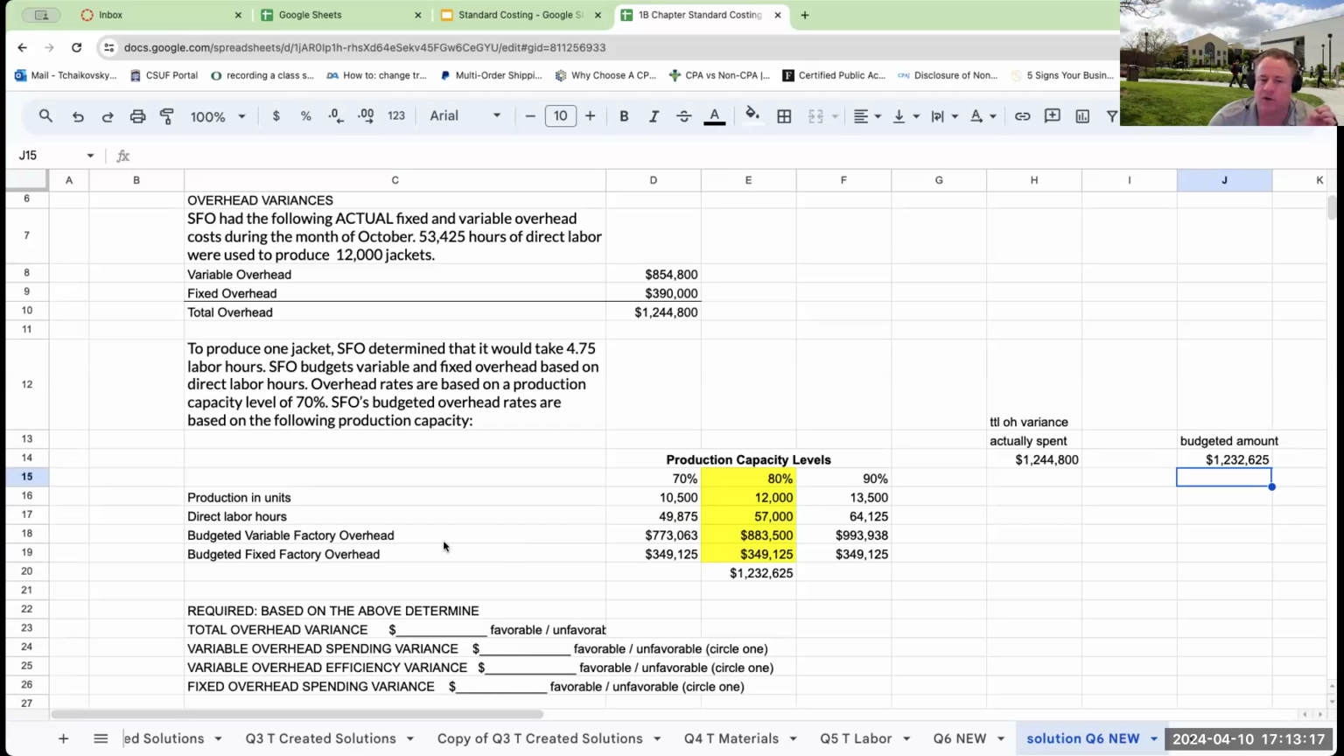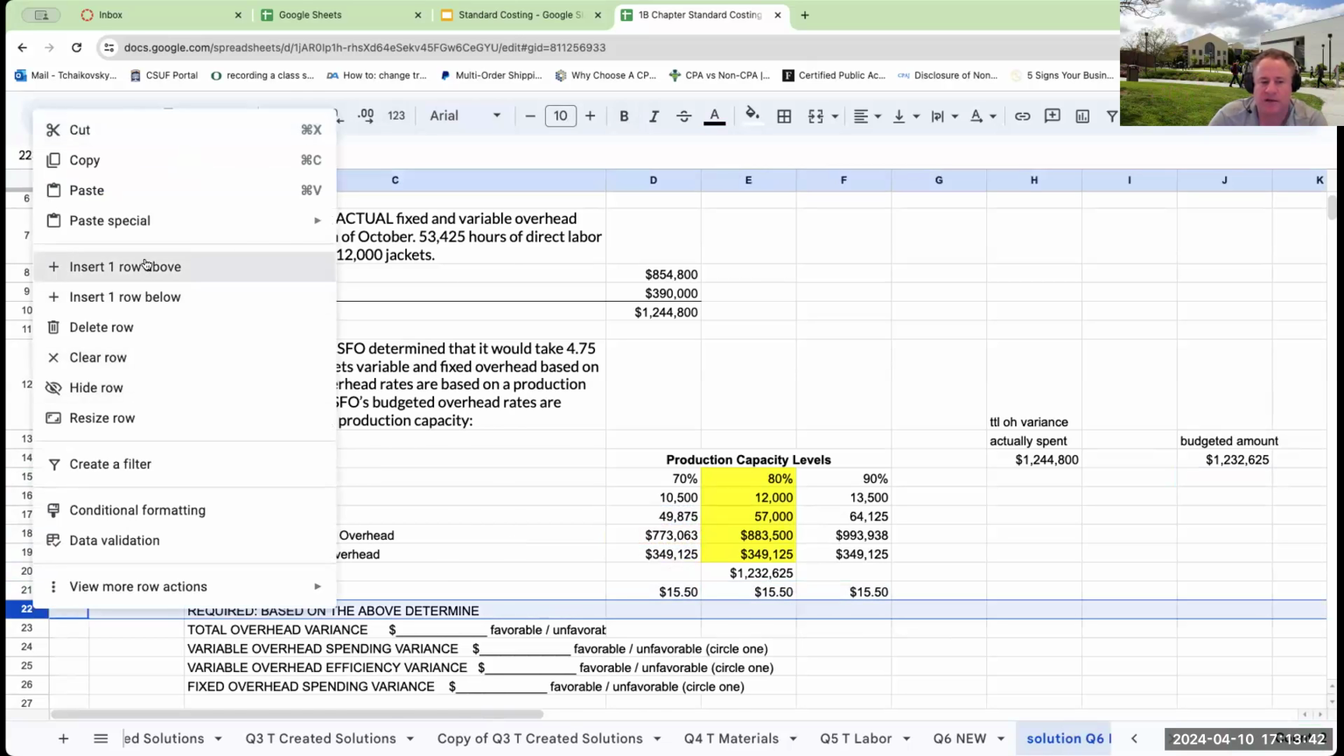So that's the total amount I should have spent on my overhead. Remember, overhead includes variable factory overhead and fixed. Fixed means it stays fixed. Variable means it's going to vary with production. If we look at the relation between the budgeted factory overhead and direct labor hours, we're seeing a rate of $15.50. Where did I get this number?